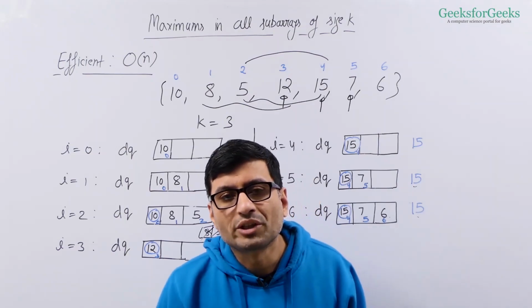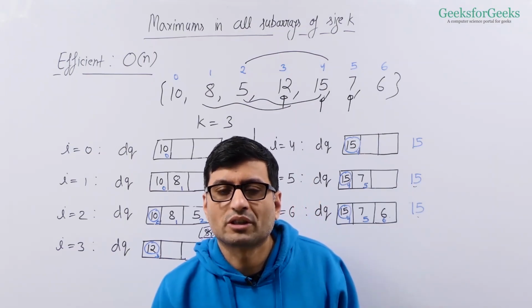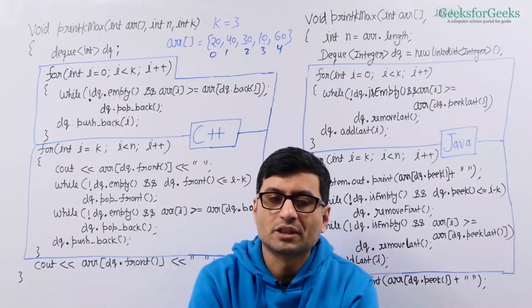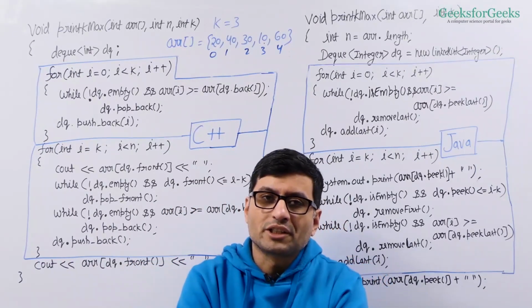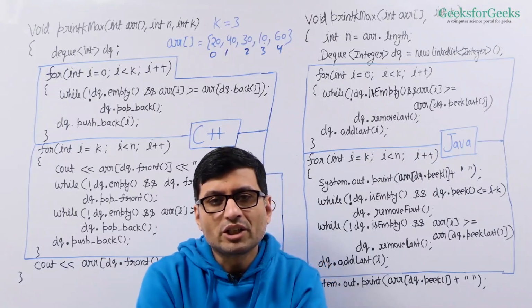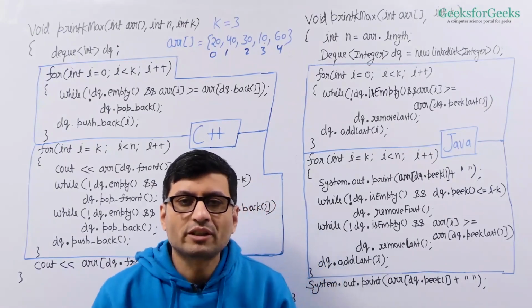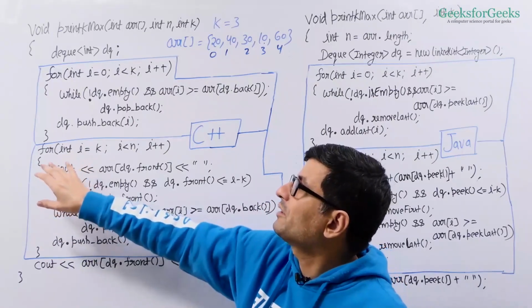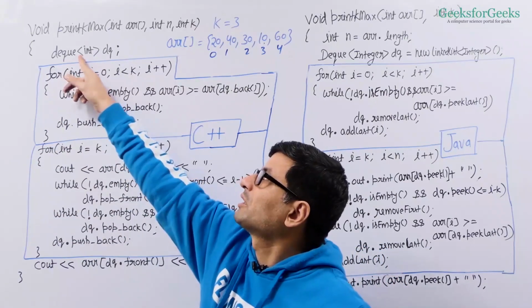Now please pause this video and try to implement the approach yourself. Let us now talk about the implementation of this efficient approach. In this implementation, we are going to use a DQ container. DQ is present in both C++ and Java. Here is the C++ implementation, and this is how we create a DQ in C++.